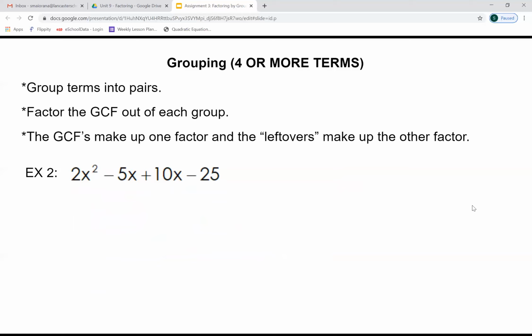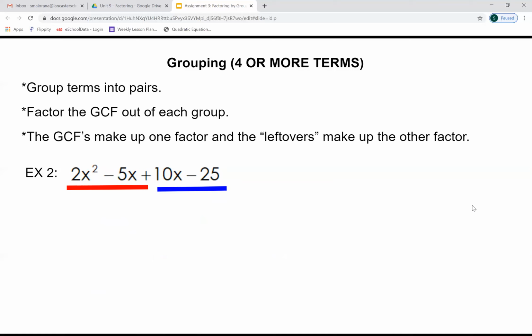Okay, let's look at another example. I have 2x squared minus 5x plus 10x minus 25. Since I have in this case exactly 4 terms, I'm going to factor by grouping. So first I want to pair them up. My red group is going to be the first 2 terms, 2x squared minus 5x. My blue group is going to be the last 2 terms, 10x minus 25.